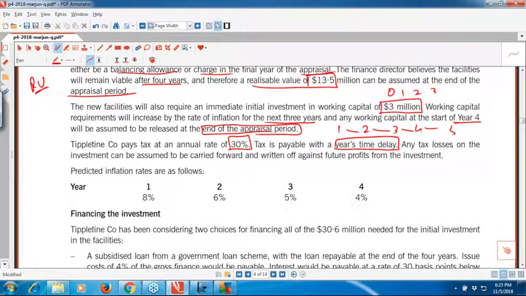You can carry them forward and write off against the future profits from the investment. It says predicted inflation rates are as follows. Year one is going to be 8%, two is 6%, three is 4%, and four is 4%. So these are the expected inflation rates.